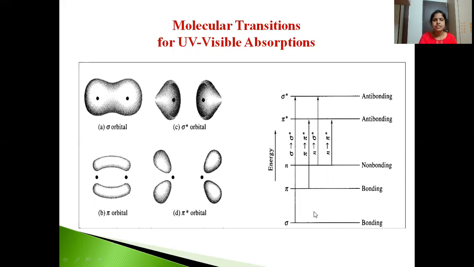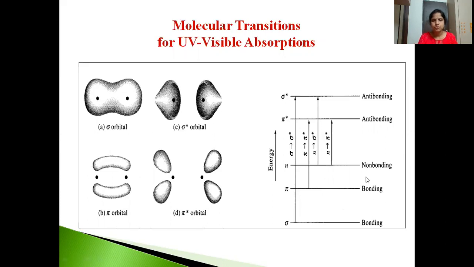Now, when UV visible radiation falls on the sample, transitions take place. The transition may be from sigma to sigma star. The others are pi to pi star, n to sigma star, and n to pi star. If you observe, the transitions always take place from bonding or non-bonding to anti-bonding.